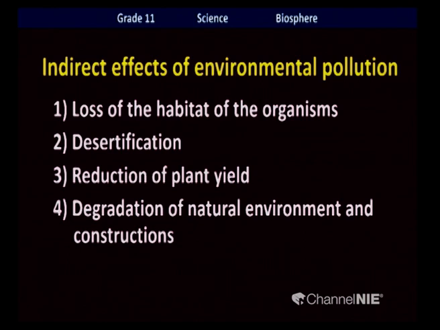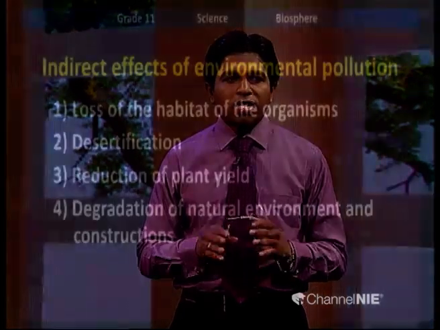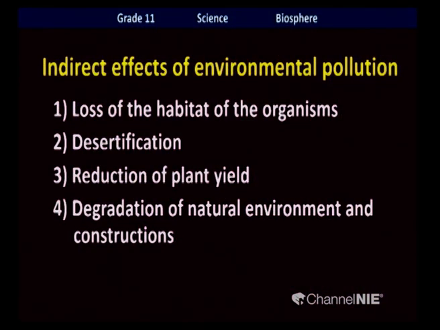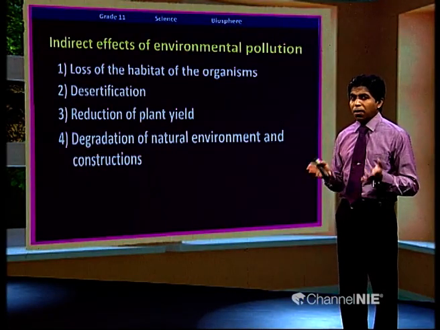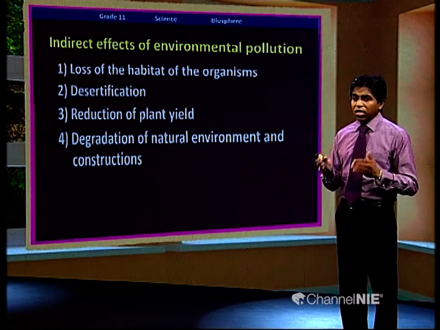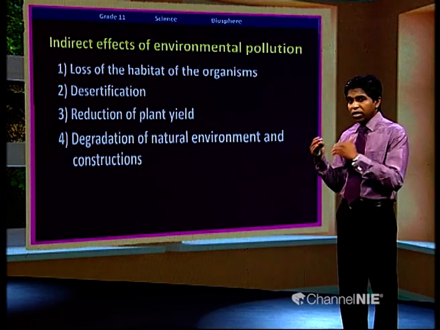Number 3, reduction of the plant yield. Due to environmental pollution, food production by the plants will decrease, so the harvest will drop. Number 4, degradation of natural and man-made constructions. Example, due to acid rain, the Taj Mahal and metallic constructions can erode, and the natural environment also, for example burning of plant leaves by acid rain. Therefore direct effects can lead to indirect effects.